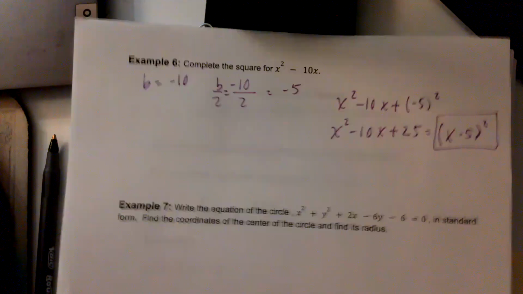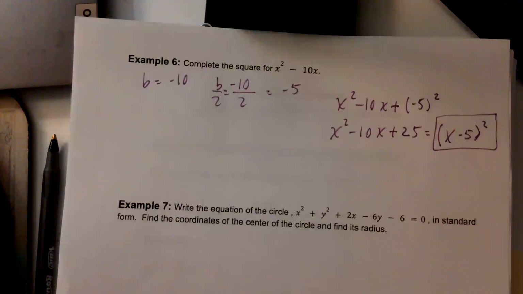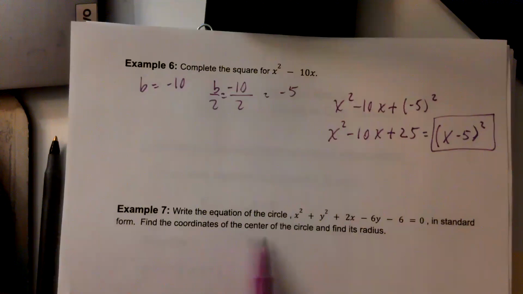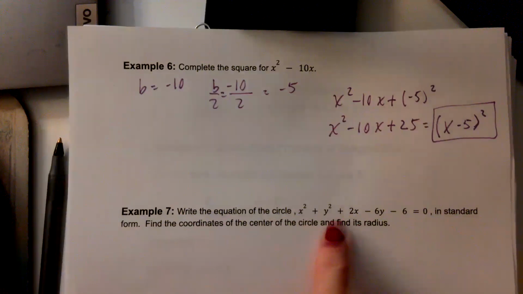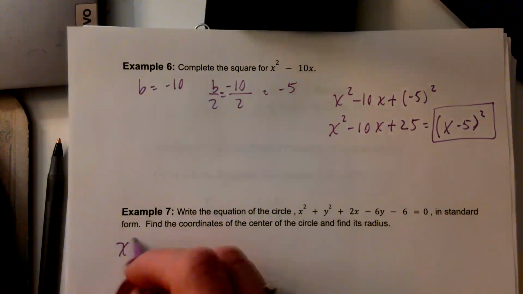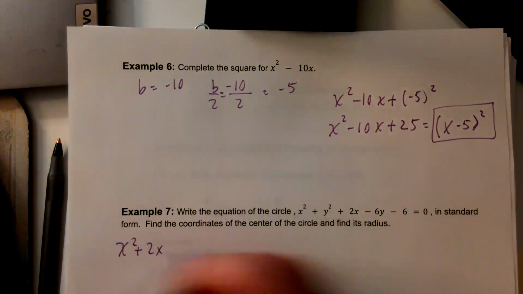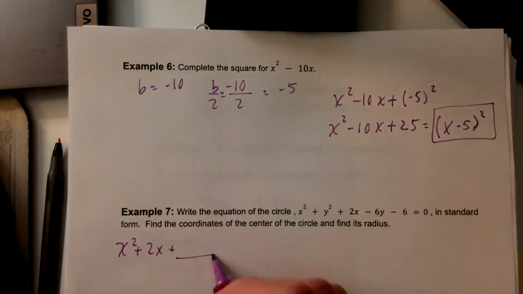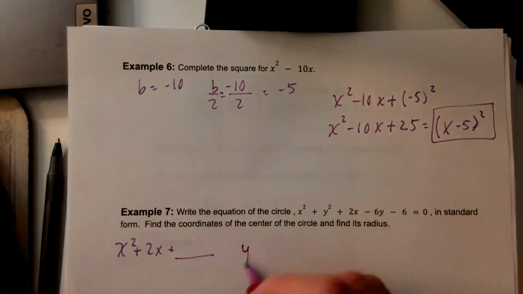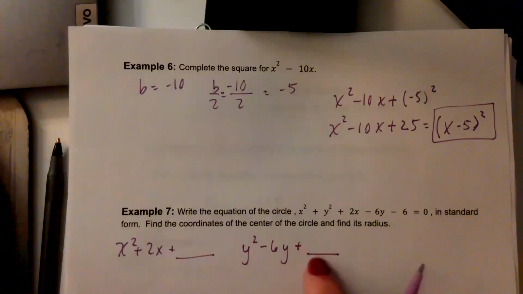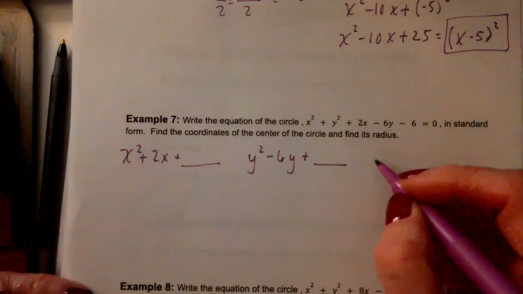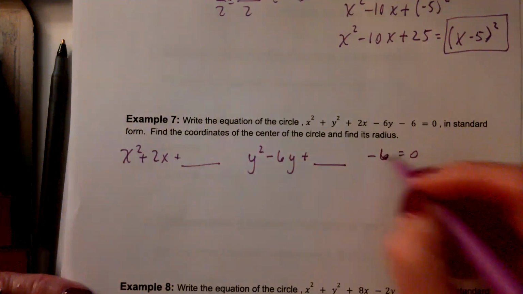So examples 7 and 8 are kind of putting this all together with the equation of a circle and completing the square. It says, write the equation of the circle in standard form. Find the coordinates of the center of the circle and its radius. So let's regroup everything here so that we can get our x's together. So I've got x squared plus 2x. So I have to add something to create a perfect square in the x's. And then I have y squared minus 6y, and I have to add something to create a perfect square in the y's. And then we'll have to subtract 6 equals 0.